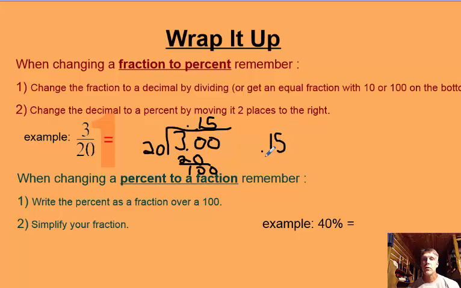Now I need to move it over 2 spots. 1, 2. So I'm going to move my decimal 2 spots. So now my 0.15 will now turn into 15%.